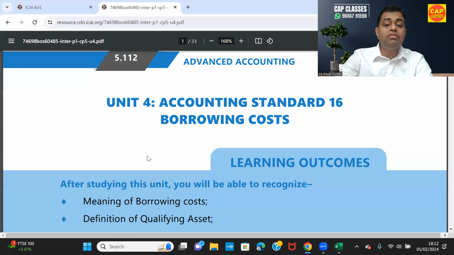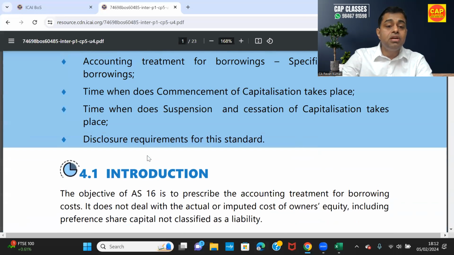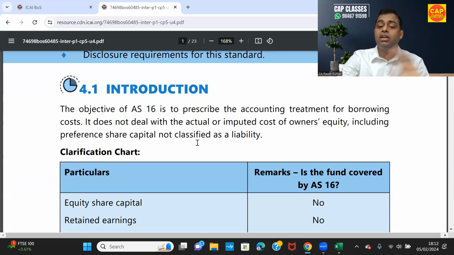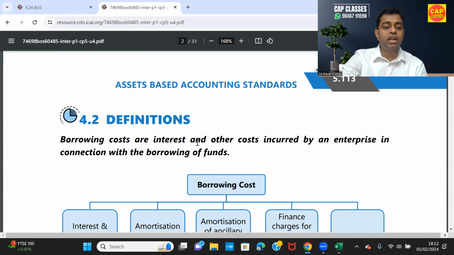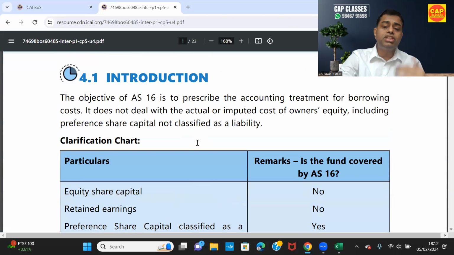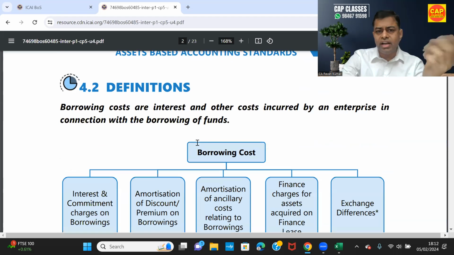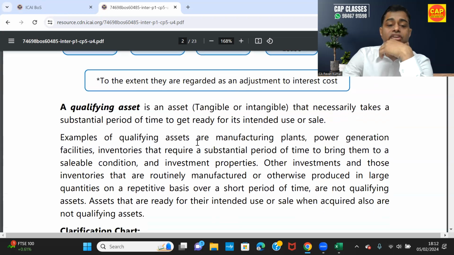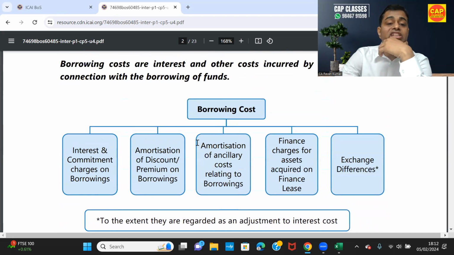Now let us go to our beautiful ICAI study material. First, they have given the meaning of borrowing cost. Then they have given what is a qualifying asset. Then they have given the accounting treatment. That's all. Now, let us start with the definitions. We'll come back to this later. In the introduction, they have given one paragraph. Now, let us look at the definitions. There are two definitions. One is qualifying asset, one is borrowing cost.